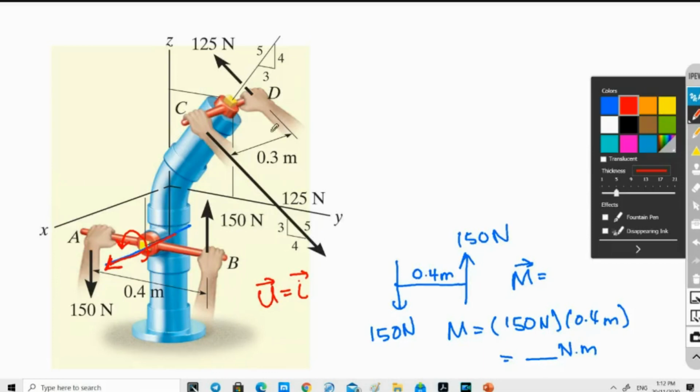What about this one? In terms of the magnitude, it is basically just F times D. So hopefully you can imagine it as such as this one.